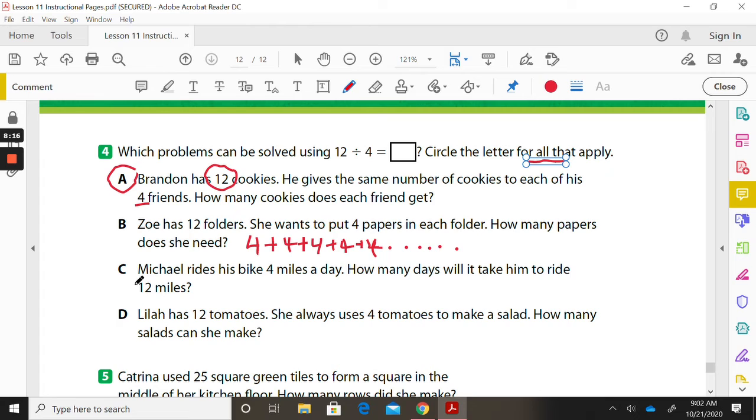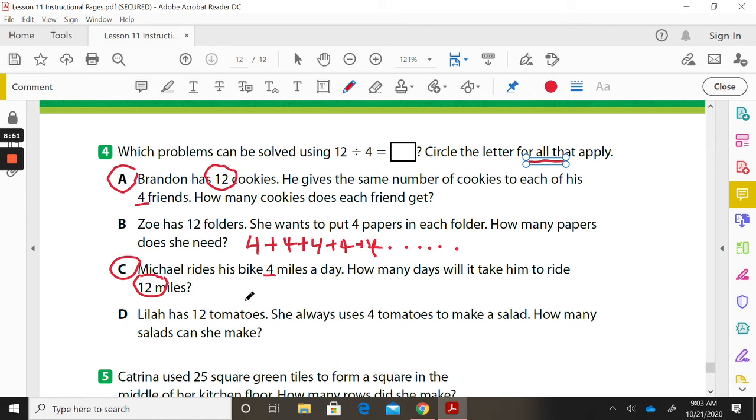Michael rides his bike 4 miles a day. How many days will it take him to ride 12 miles? So the total is 12 miles, and he wants to do 4 miles a day. He's breaking the miles into groups of 4. He's splitting them. In other words, he's dividing the 12 miles into 4 miles a day. So C is definitely one of our answers.